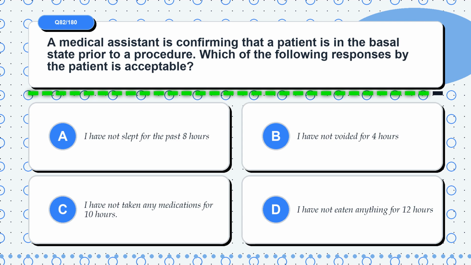Question 82. A medical assistant is confirming that a patient is in the basal state prior to a procedure. Which of the following responses by the patient is acceptable? Here are the options. Option A, I have not slept for the past 8 hours. Option B, I have not voided for 4 hours. Option C, I have not taken any medications for 10 hours. Option D, I have not eaten anything for 12 hours.